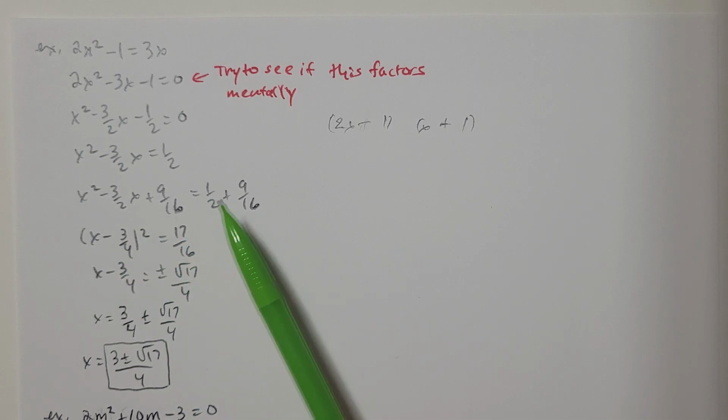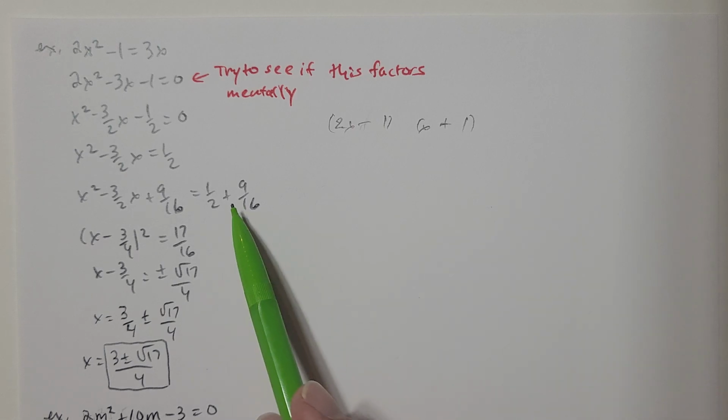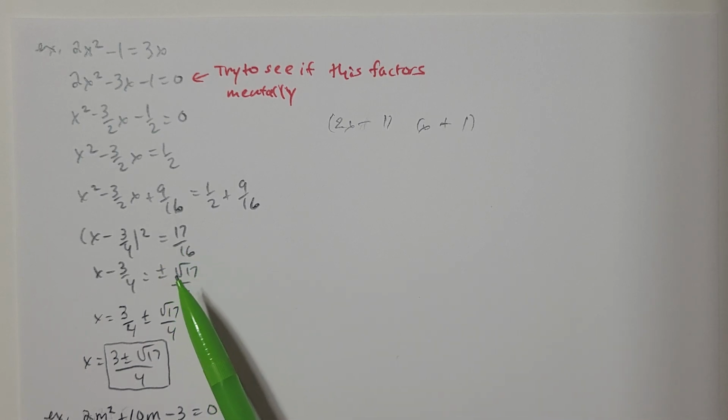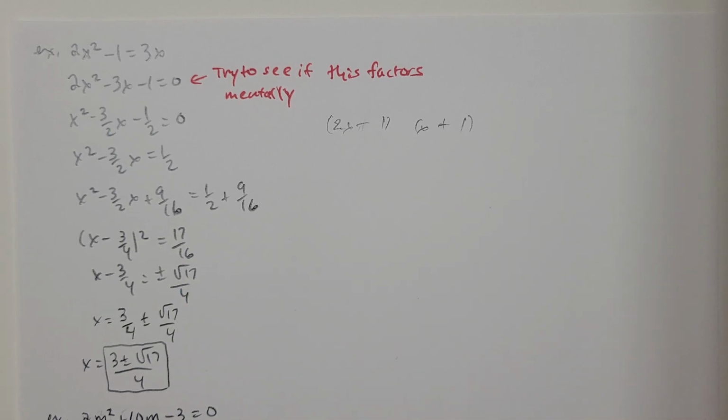And that is equal to 1/2 plus 9/16. 1/2 is the same as 8/16. 8/16 plus 9/16 is 17/16. And now I'm ready to use the square root property. If I take the square root of both sides, the square root of x minus 3/4 squared would be x minus 3/4. And that's equal to plus or minus the square root of 17/16. The square root of 16 is 4.